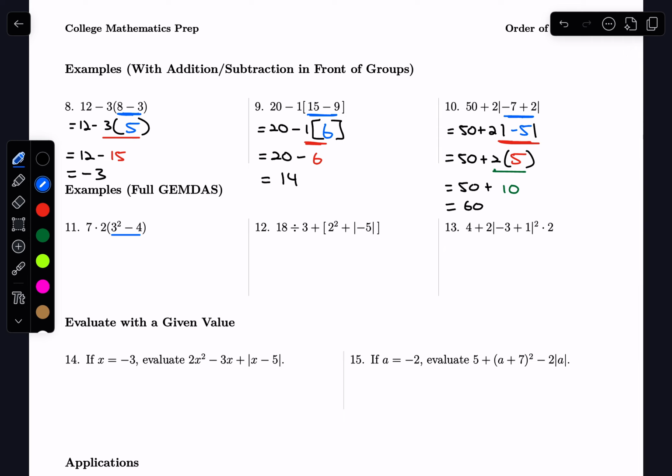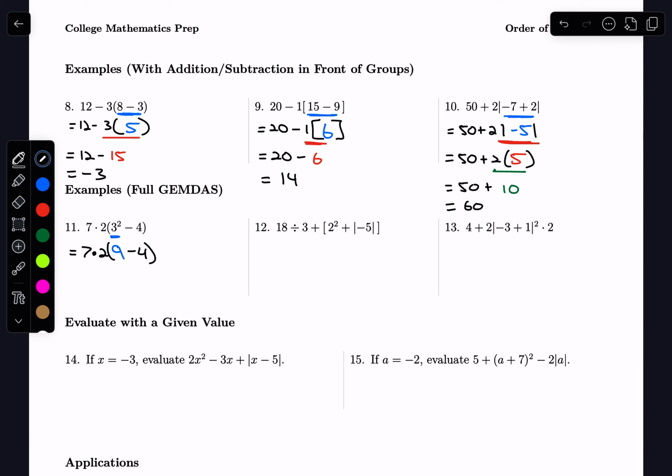Now, once we're inside the grouping symbols, then we restart the process if there's multiple things to do. So we can't do 3 minus 4 yet because there's an exponent inside those grouping symbols. So what I have to actually work out first is not 3 squared minus 4, but it's actually just 3 squared, which is 9. So the rest of the problem is going to stay the same. Okay, 7 times 2 in front, and then 9 minus 4 is what I have on the inside now.